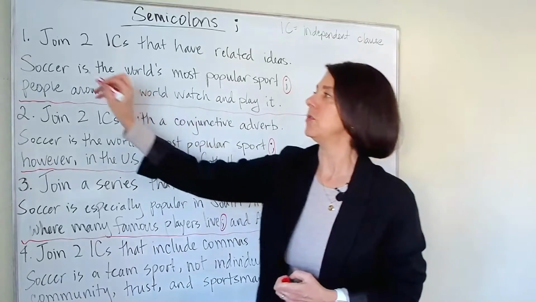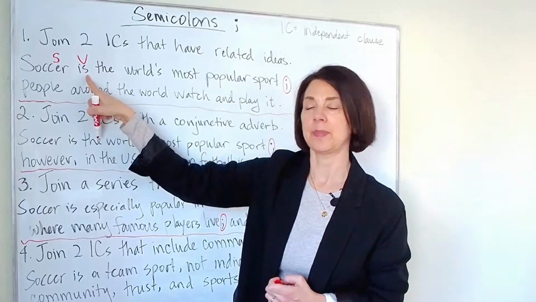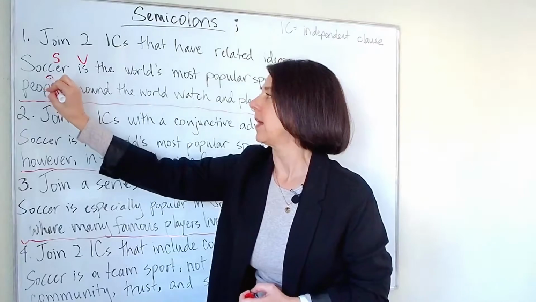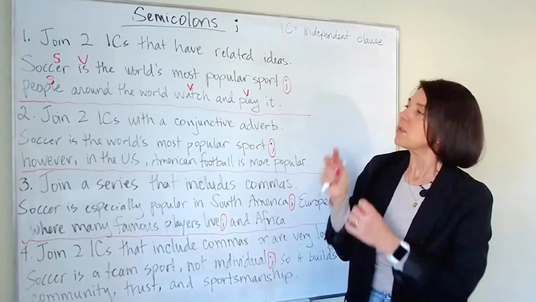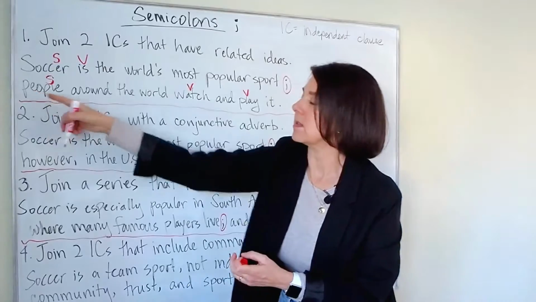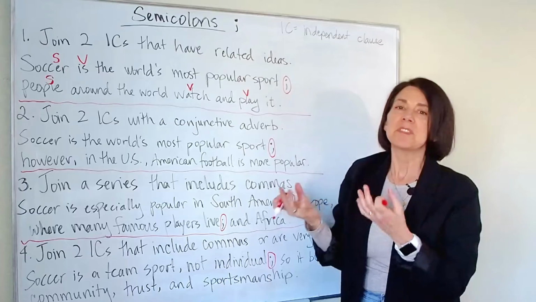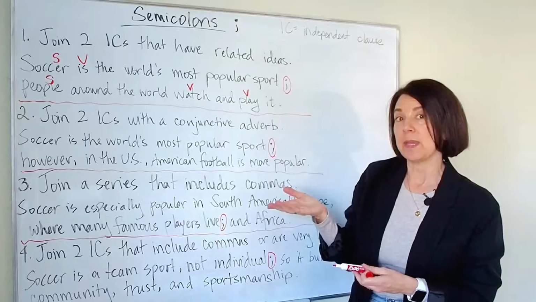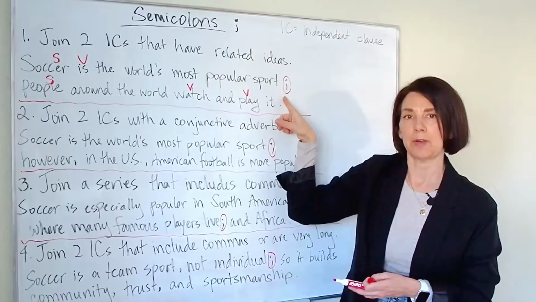So here we have two independent clauses. The first clause has a subject and a verb and some other words at the end. And then the second clause has a subject and a verb, actually two verbs. So here, instead of putting a period and starting a new sentence, we can see that these ideas are very closely related. They're similar. They sound like we could join them with the word and. So instead of making two sentences, we make one long sentence by joining them with a semicolon.